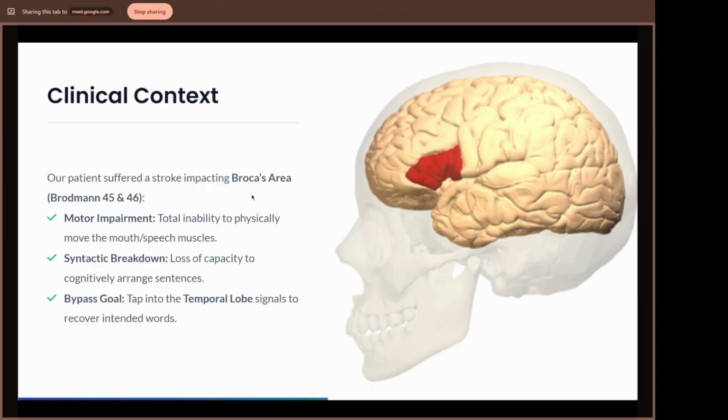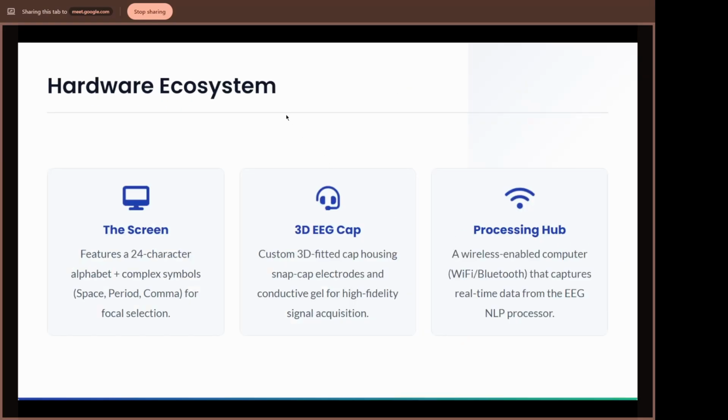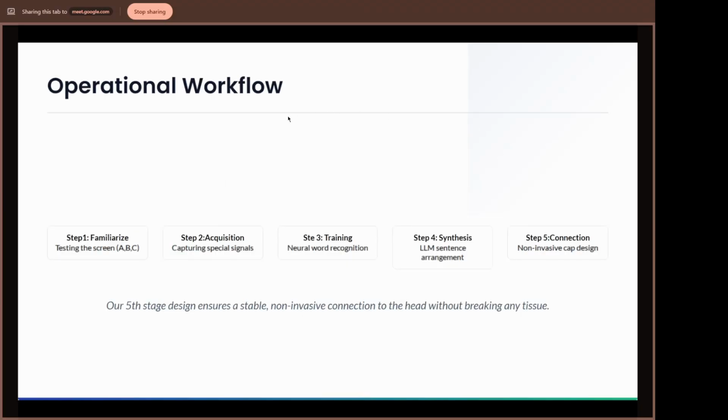But we found that we can help him to communicate with his family members by capturing the signals in this area. It is called the Wernicke's area, here in the temporal lobe. Currently, our plan is to use EEG and capture the EEG signal in that area. We also get support using Wi-Fi, and then there's a screen, so we can learn what he is thinking about. This is our workflow.